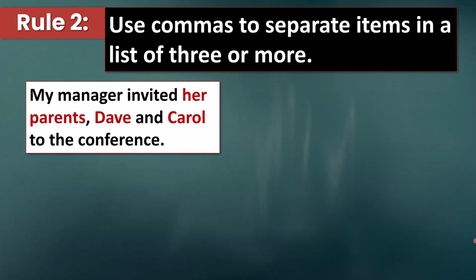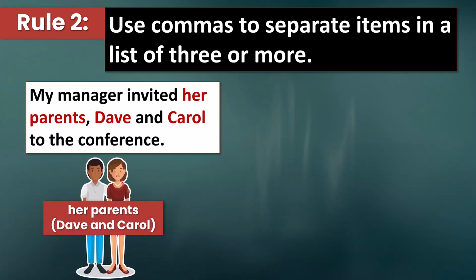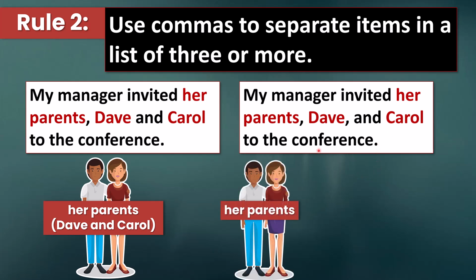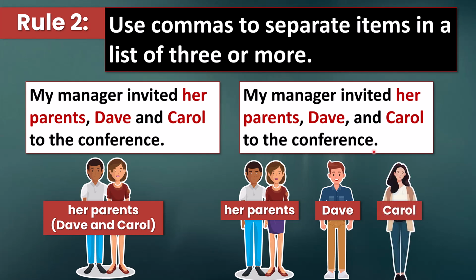Let's look at this sentence. My manager invited her parents, Dave and Carol, to the conference. In this example, we have not used the Oxford comma. Because of that, it seems as though my manager is only inviting two people, her parents, and their names are Dave and Carol. Written like that, her parents introduces these names, Dave and Carol. So it's just not clear if we're talking about two people or four people. However, with the Oxford comma, my manager invited her parents, comma, Dave, comma, and Carol to the conference. It's clear that my manager is inviting her parents and Dave and Carol.